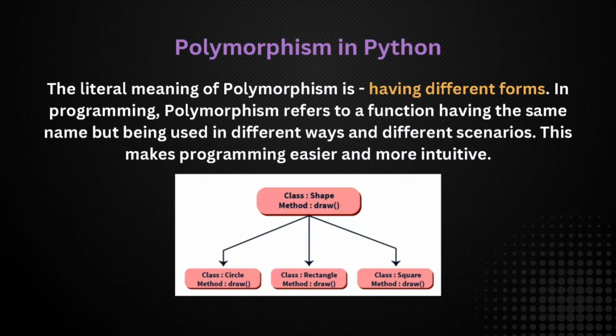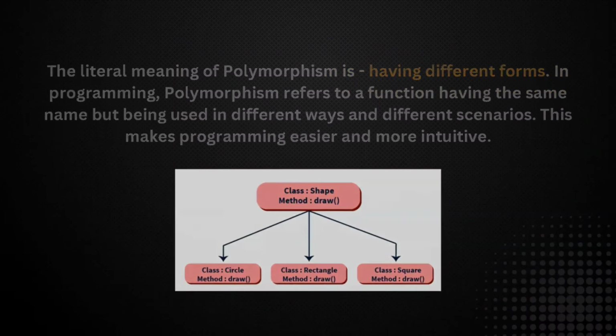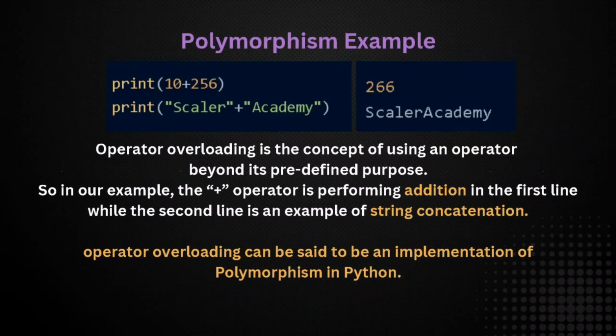For example, we have a class Shape which has a method draw. But when I am creating the same method inside different classes like Circle, Rectangle and Square, the same method draw will result in different output. So that is the different form of the same function. Let's see more about it through an example.